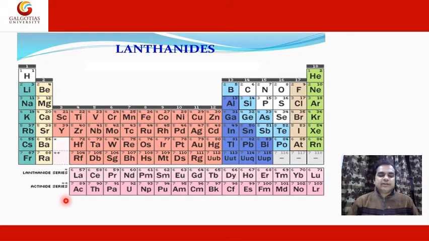Similarly, the actinide series starts after actinium, that is 89, and ends at lawrencium, atomic number 103. So basically it starts from thorium, 90, and ends at lawrencium, element 103. So this is the position of lanthanides and actinides in the periodic table.